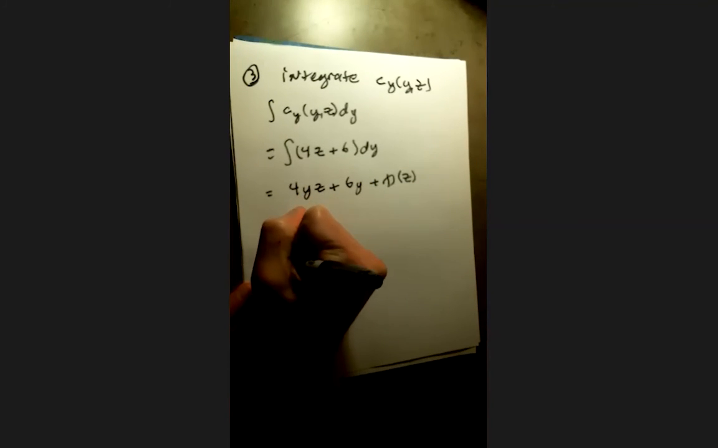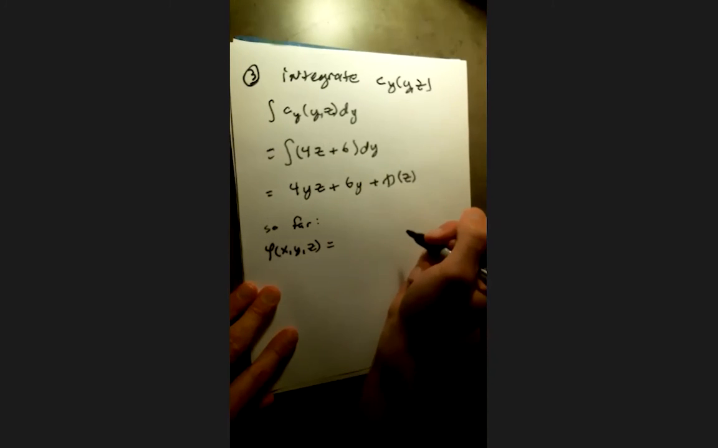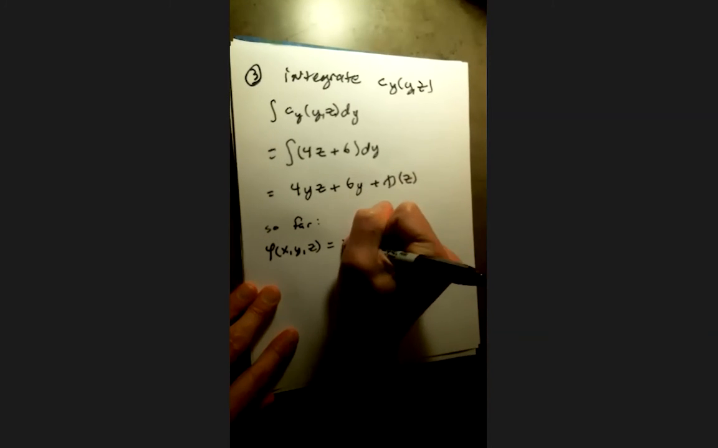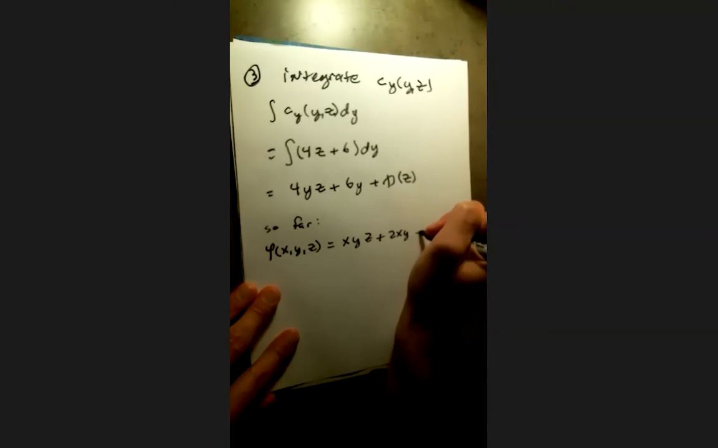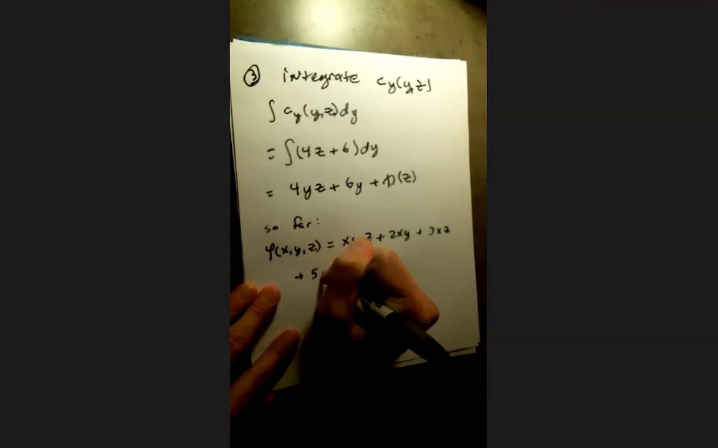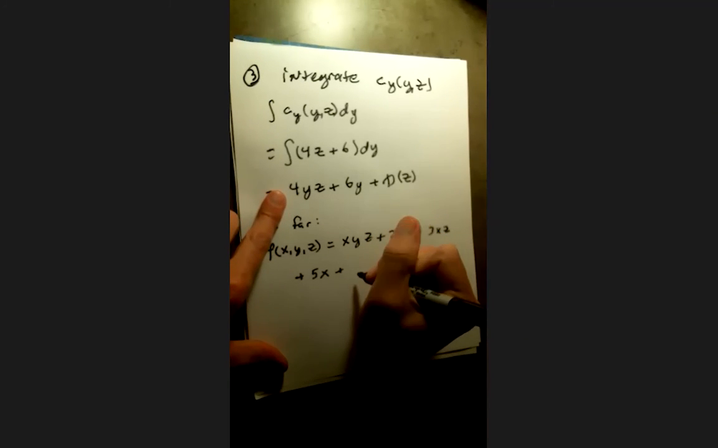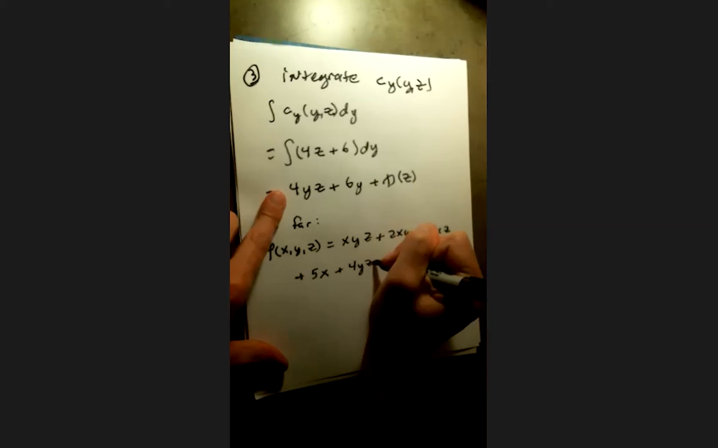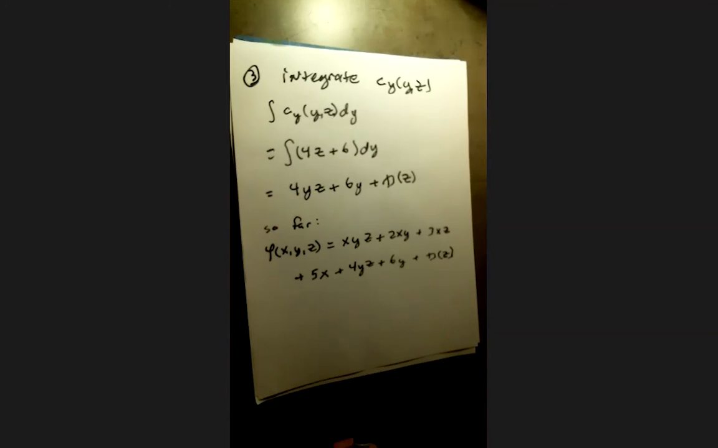And just to summarize where we're at so far, we know that phi of x, y, z would be equal to xyz plus 2xy plus 3xz plus 5x plus, and now here's our new c function, 4yz plus 6y plus d of z. So that's the end of step 3.